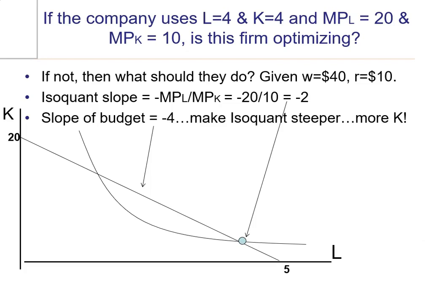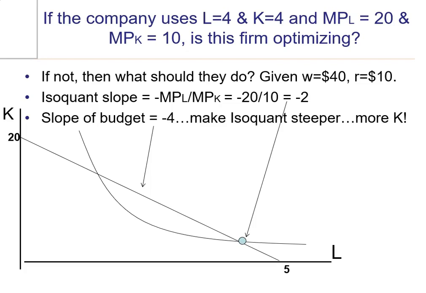So first, let me provide an intuitive approach. Who is more productive, a worker or a machine? Well, you'd say, oh, your workers are more productive. They get you an MPL of 20, which is bigger than MPK of 10. Yes, that's true. Your workers are twice as productive as your machines. Their MPL is 20, the machine's MPK is 10.